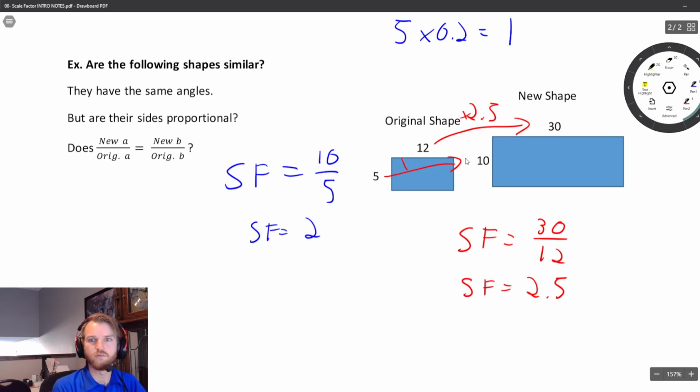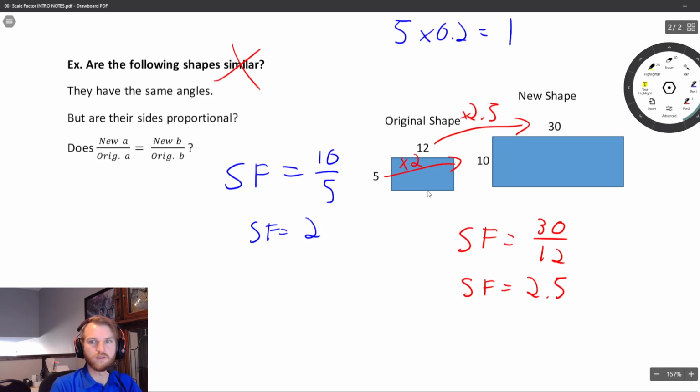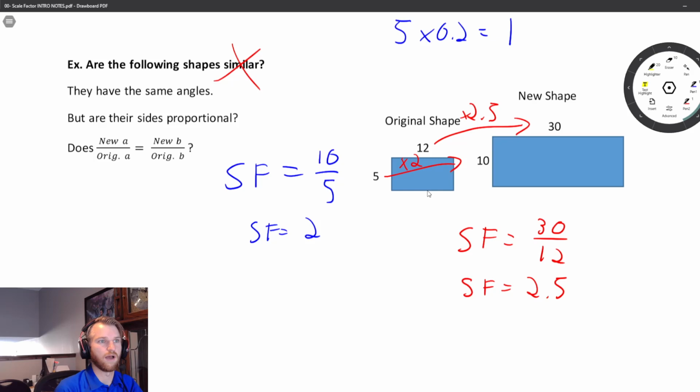Because these two are getting stretched by different amounts, like this one's twice as big and this one is 2.5 times as big, we would say that these two rectangles are not similar. They're being stretched unevenly. Okay, so that's the very basics of how to calculate what the scale factor is, and then how to find what the size of a new one is.